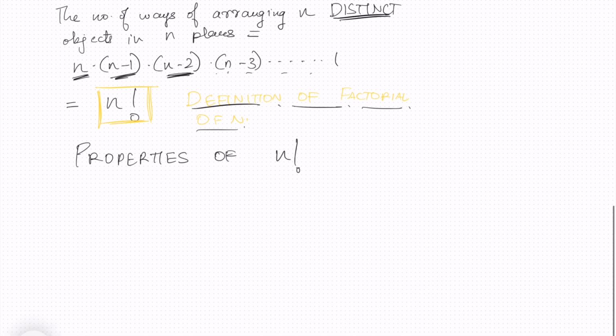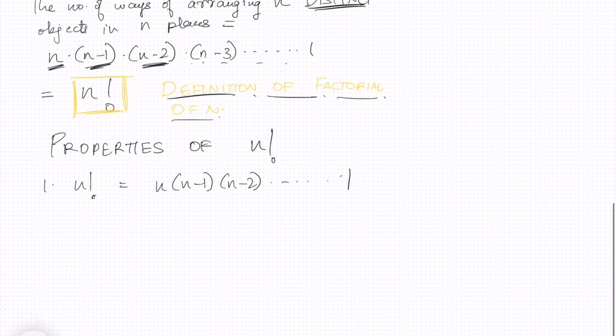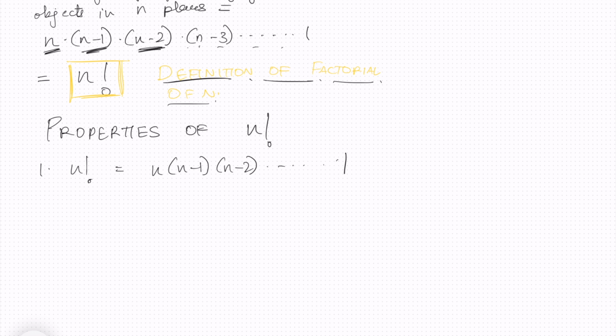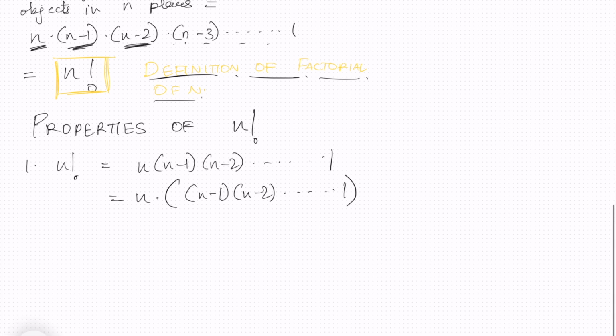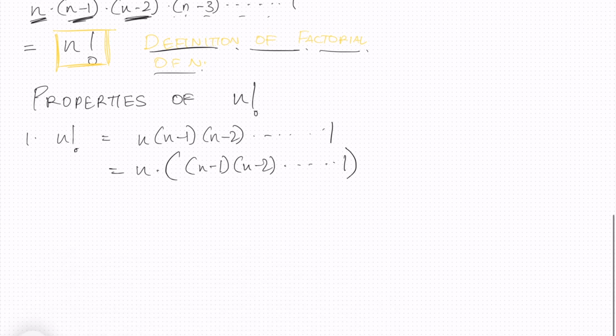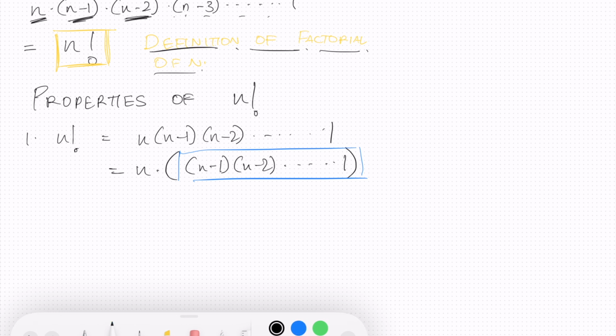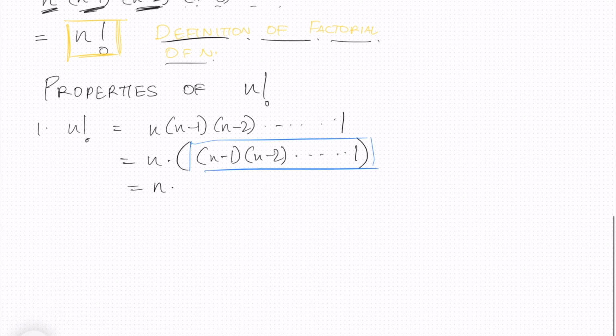Properties of n factorial. One is obviously its definition. N factorial is n into n minus 1 into n minus 2 multiplied all the way up to 1. Now we can also write this as n into (n minus 1)(n minus 2) multiplied all the way up to 1, and this number, n minus 1 into n minus 2 up till 1, is just the factorial of n minus 1. So this can be written as n into (n minus 1) factorial.